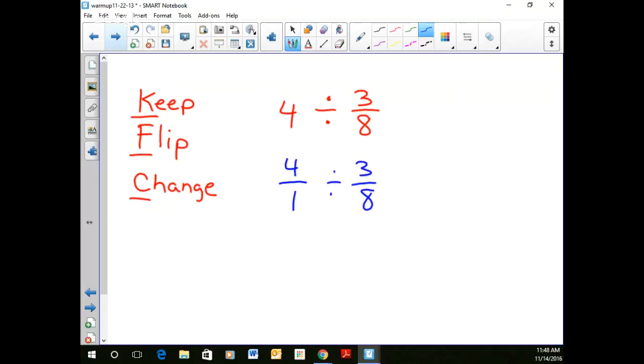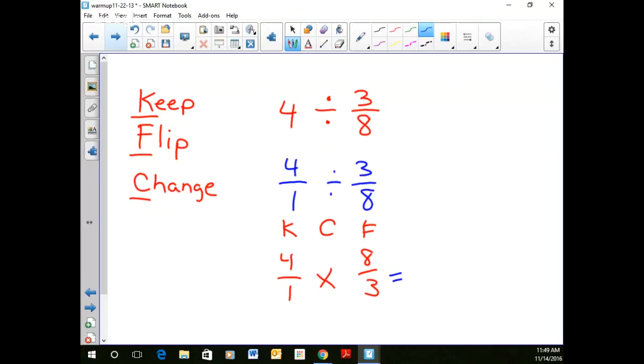Now, we use the same method, keep, flip, and change. So we'll keep the initial fraction at 4/1. We'll flip the second fraction from 3/8 to 8/3. And we'll change the sign from division to multiplication. Next, we will see if we can cross simplify. 3/4 cannot be simplified, and 1/8 cannot be simplified.